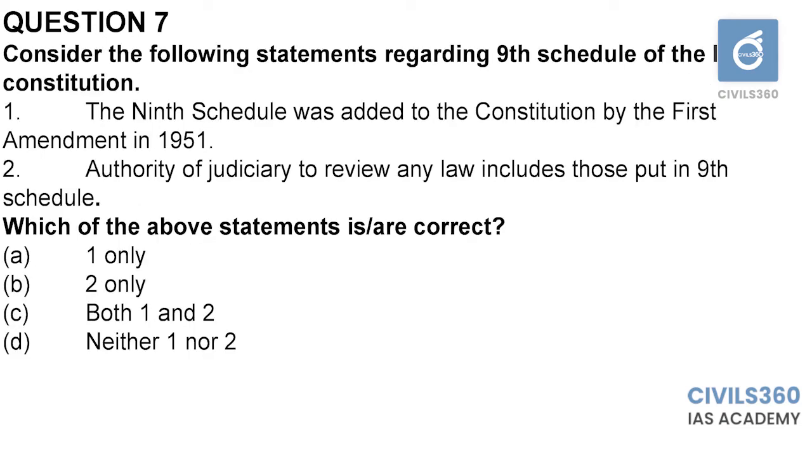Question number 7. Consider the following statements regarding the 9th schedule of the Indian Constitution. Statement 1. The 9th schedule was added to the Constitution by the First Amendment in 1951. Statement 2. The authority of the judiciary to review any law includes those put in the 9th schedule as well. The first statement is right. That is, the 9th schedule was added to the Constitution by the First Amendment in the year 1951.